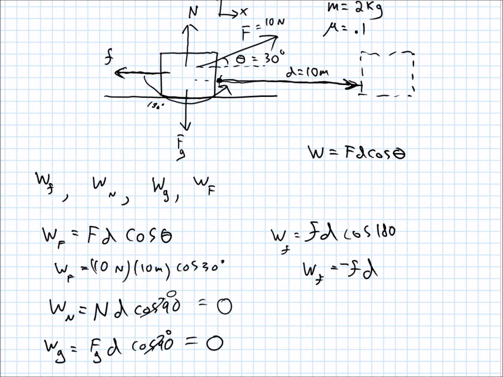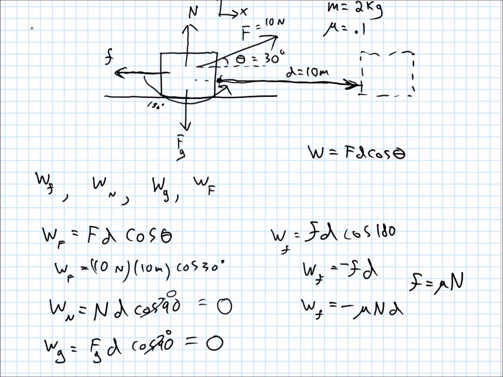Okay, but we don't actually know the force of friction, right? I wrote that in there, but we know m and mu and stuff. We do know, though, that the force of friction is mu times normal force. So instead of writing in friction, I'll write mu N times d. But we don't exactly know normal force, do we? And so that's where we have to look at our free body diagram and figure out what normal force is.